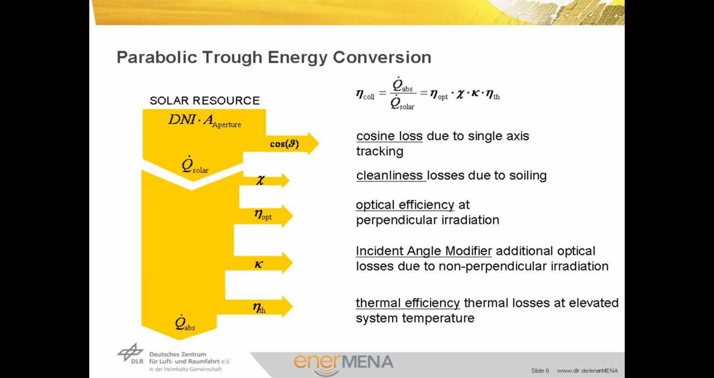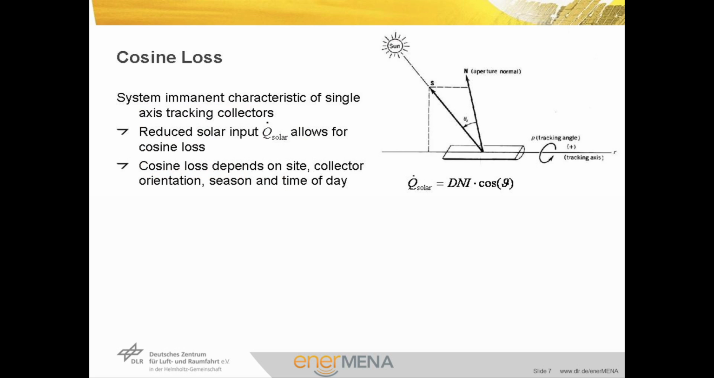In the Sankey diagram displayed, the width of the associated arrows is proportional to the amount of energy or power converted. Cosine loss reduces the amount of effectively available energy for conversion at non-perpendicular irradiance. The cleanliness of a mirror facet and receiver glass envelopes further reduces the amount of available irradiation. The optical efficiency determines the fraction of available solar irradiation that is converted into heat at perpendicular irradiation. The incidence angle modifier accounts for additional optical losses at non-perpendicular irradiation. And finally, the thermal efficiency quantifies how much of the heat converted is actually available as useful heat of the field.